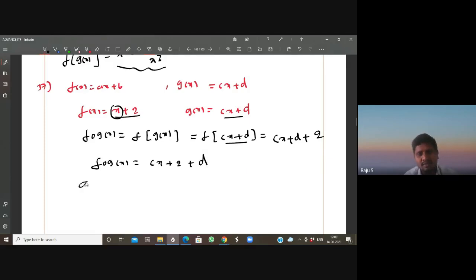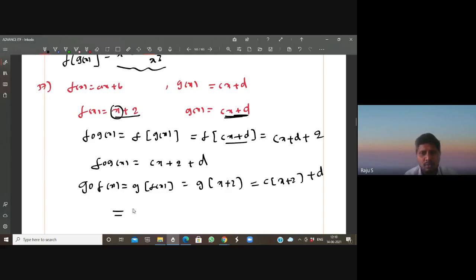Okay, fine. In the same way, g circle f of x, g of f of x. The value of f of x is x plus 2. Now g of x is cx plus d. In place of x, substitute x plus 2, then plus d. So this is equal to what? cx plus 2c plus d, we got.